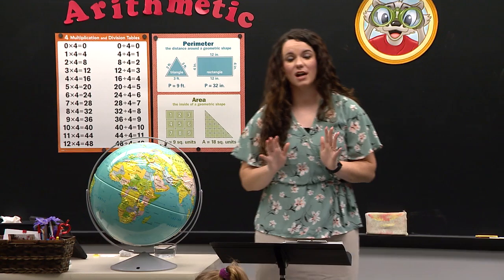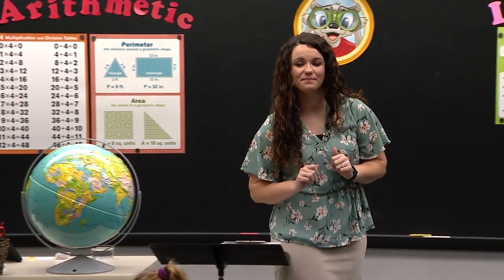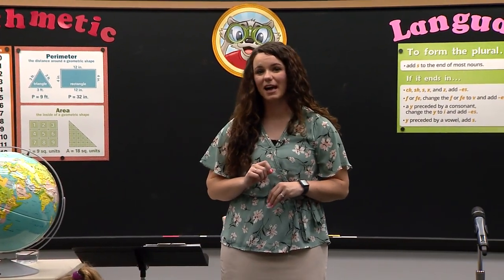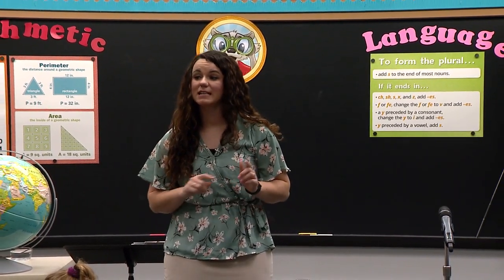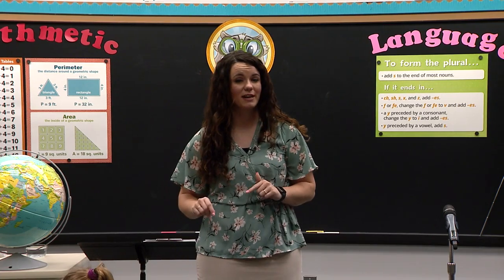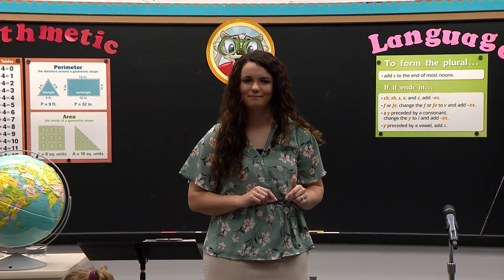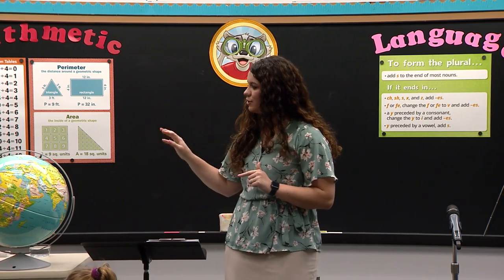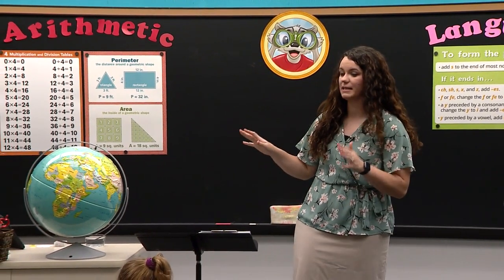We have 7 continents. Repeat them after me. Asia. Europe. Africa. North America. South America. Australia. Antarctica. As you look at the globe, do you see how a majority of it is blue?